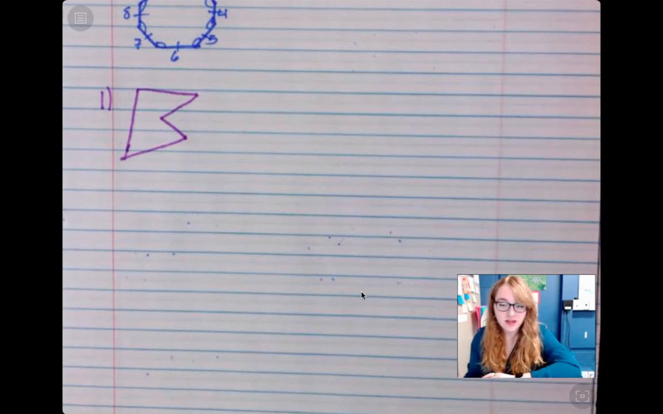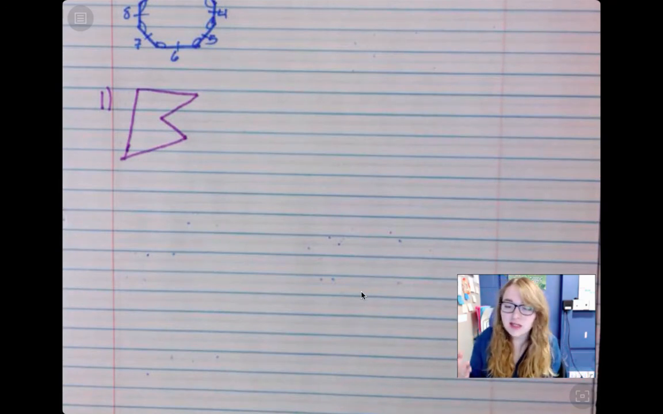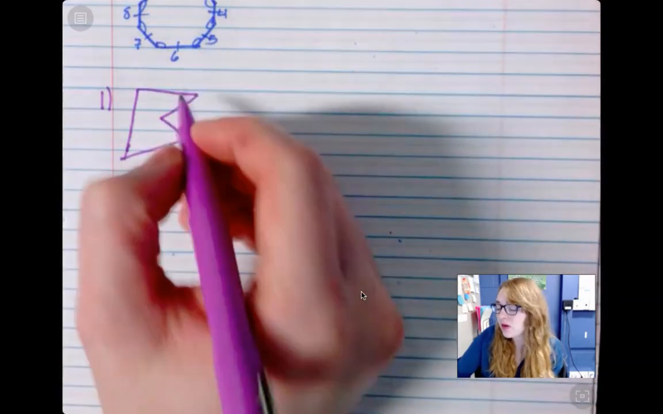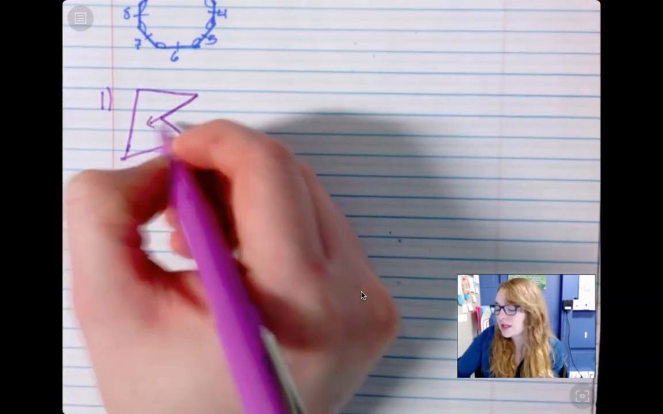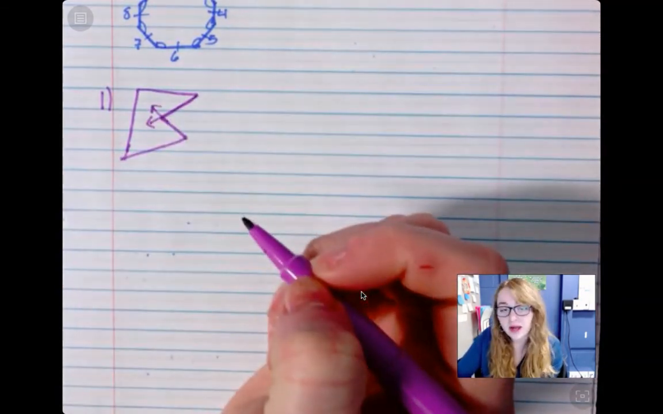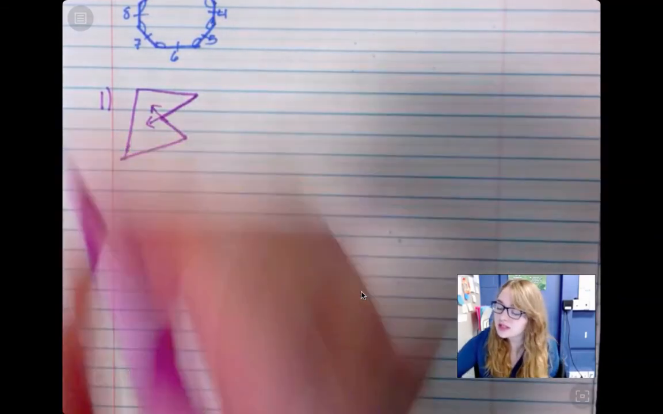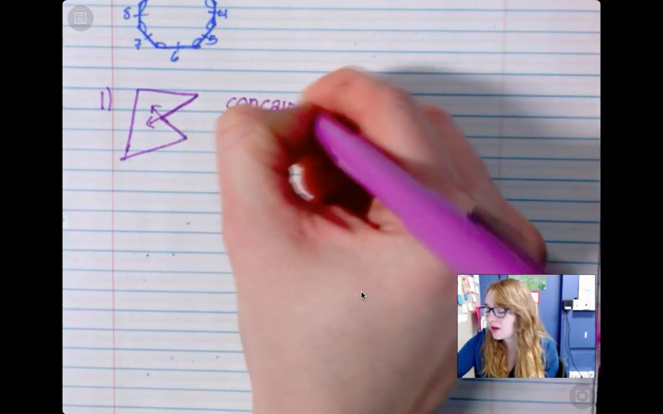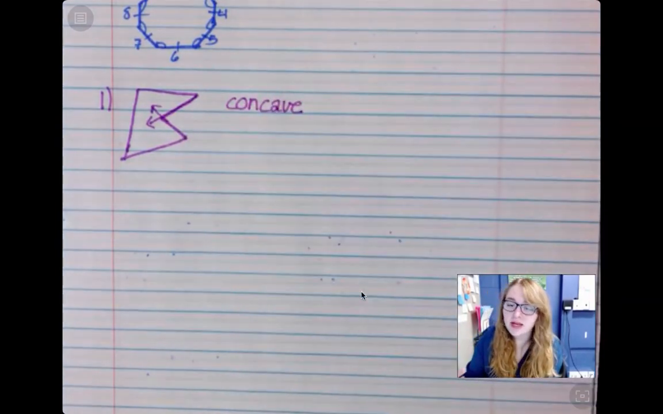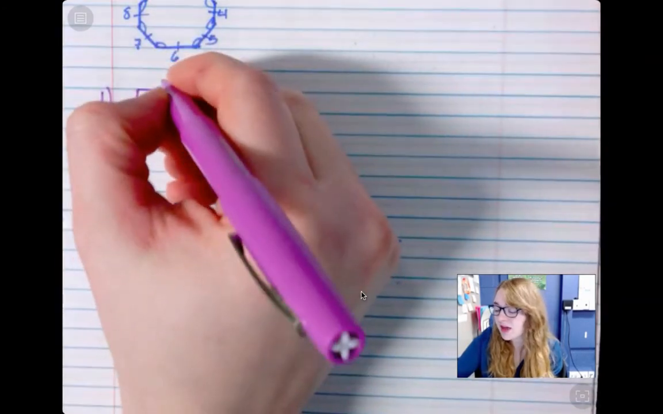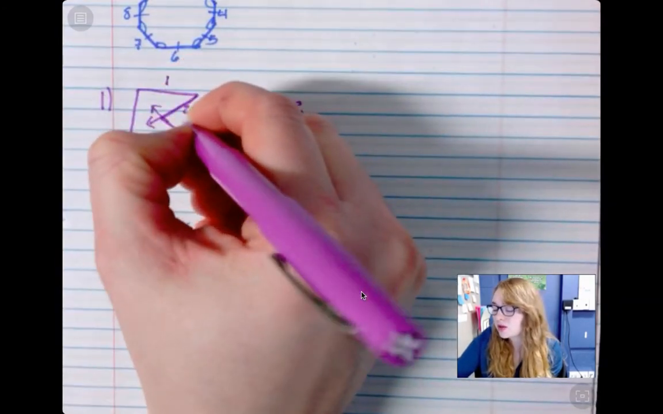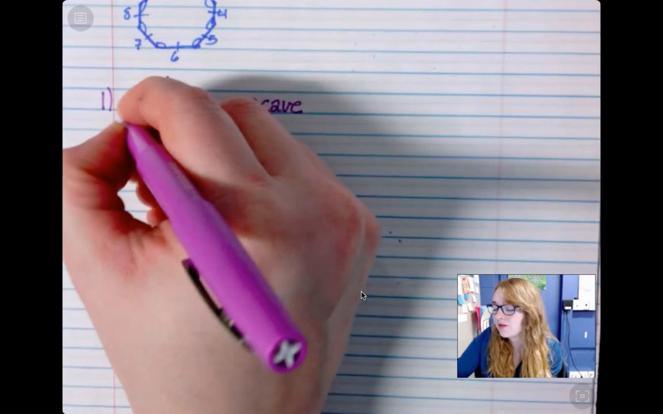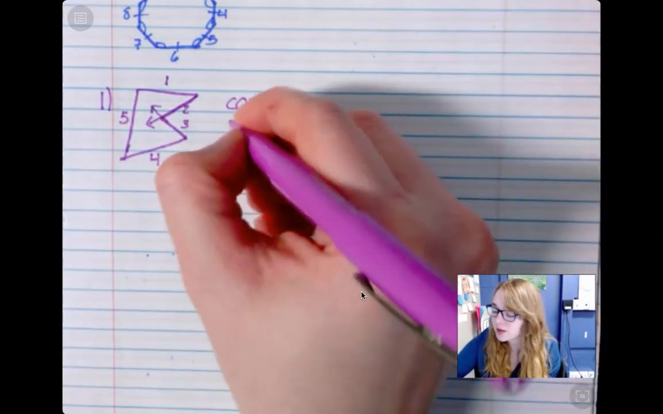So we want to classify this polygon. First question: is this concave or convex? Is this shape caving in on itself, or is it not? If we follow one of the sides here, we can see that we go through the interior twice right here. So this is 100% concave. It is caving in on itself. The next thing is how many sides it has. We have 1, 2, 3, 4, and 5 sides, so this is a pentagon.